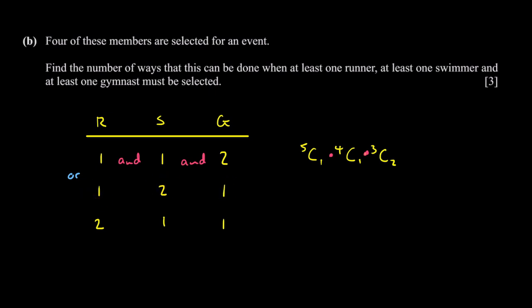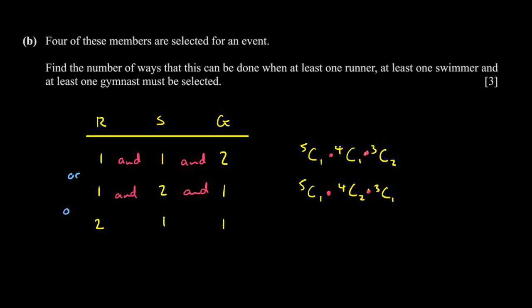So how many ways could I choose 1 runner? Well, that would be 5C1. How many ways could I choose 2 swimmers? 4C2. And how many ways could I choose 1 gymnast? That'd be 3C1, right? And again, what do I do? I multiply them, right? Because it's 1 runner and 2 swimmers and 1 gymnast. So I multiply. But then I've got another alternative, right?